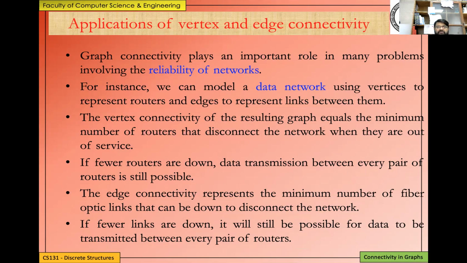So for example, it could be used in data networks. It could be used to know how many routers actually need to be out, and that is done by vertex connectivity. If fewer routers are down, data transmission between every pair of routers is still possible and is actually guaranteed. However, the edge connectivity represents the minimum number of fiber optic links that can be down to disconnect the network. So if fewer links are down, it will still be possible for data to be sent or transmitted between every pair of routers.